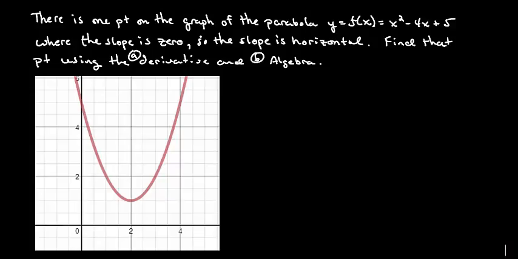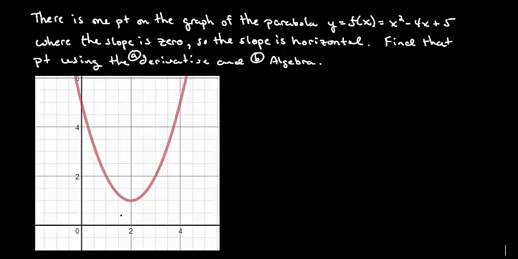Find the point in the graph of the parabola y equals f of x, which is equal to x squared minus 4x plus 5, where the slope is 0. Basically, the slope is horizontal, or we've got a flat line, or a minimum or a maximum of the function. Find that point using A, the derivative, and B, a little bit of algebra.